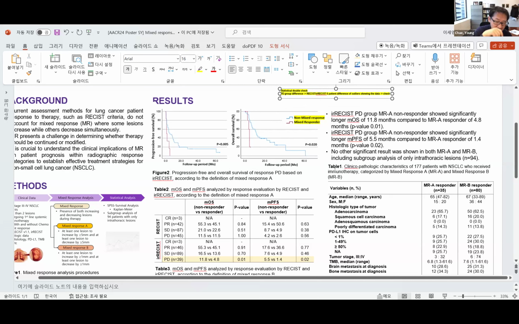But in figure 2, I would say response PD. So survival of patients with best response being PD. That's a better title. Survival of patients with best response being PD based on RECIST.